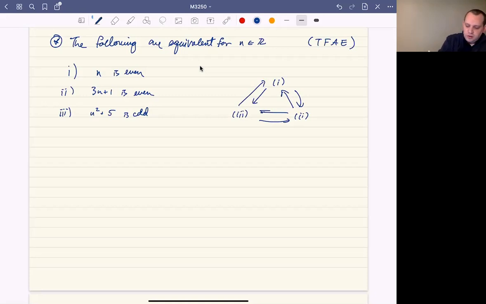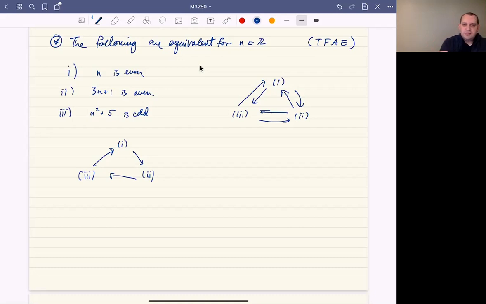For example, maybe we could get away with 1 implies 2, 2 implies 3, and 3 implies 1. If we could do that, then we'd be done, because we could go from any one statement to any other. By the transitivity of implication, we could say that, for example, 1 implies 3, because we could go through 2 first. So that's one way you could do this.